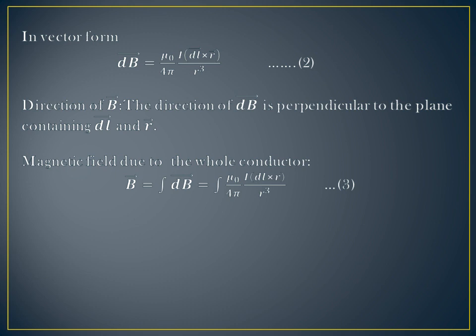Now the magnetic field due to the whole conductor. Equation 2 above gives the magnetic field at the point P due to the small current element I dl. Therefore, the total magnetic field at a point P is found by summing or integrating over all current elements, which is given by B is equal to integration of dB is equal to integration of mu naught by 4 pi I dl cross r divided by r cube, where the integration is taken over the entire conductor in which the current I flows.